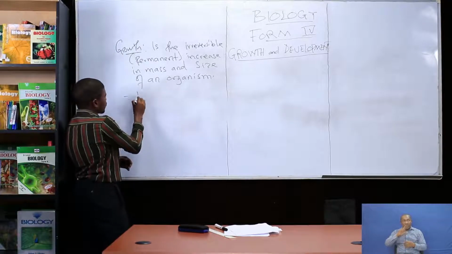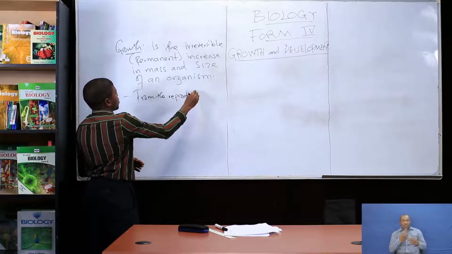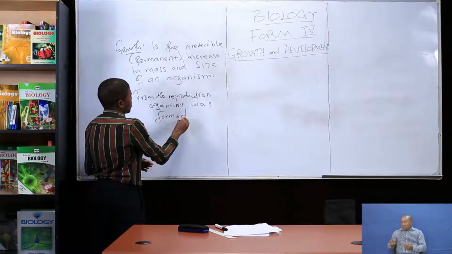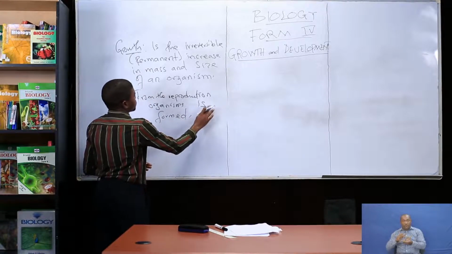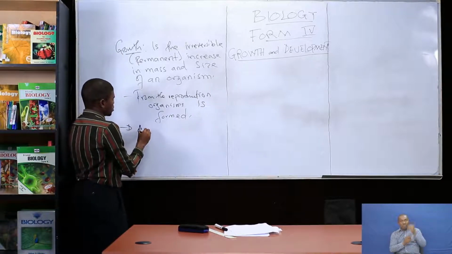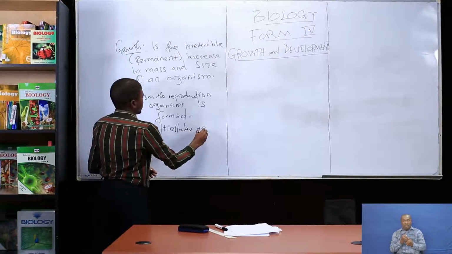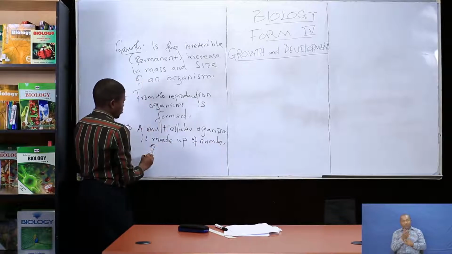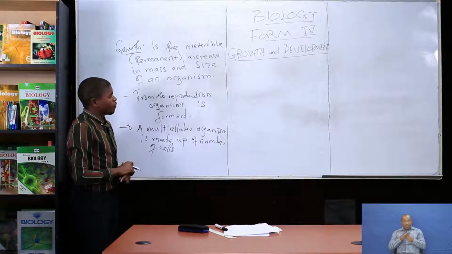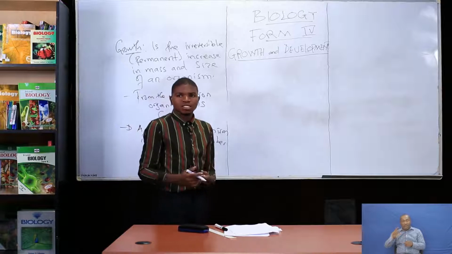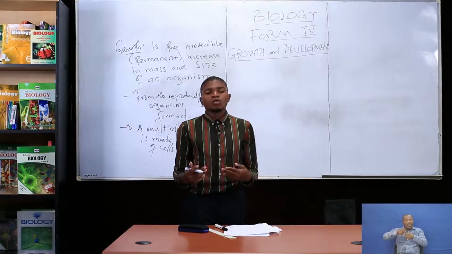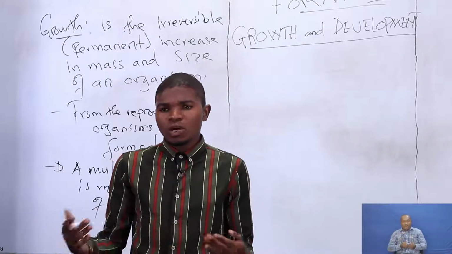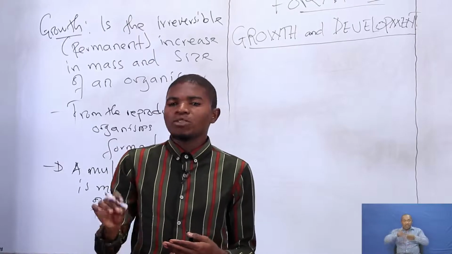So we can say from reproduction, an organism was formed. For instance, we can take multicellular organisms. A multicellular organism is made up of a number of cells, which means as the number of cells increases, the growth of the organism also takes place. As the number of cells increases, various organs are being formed. Growth of an organism increases as the number of cells increases, because the number of cells brings about the formation of many organs.